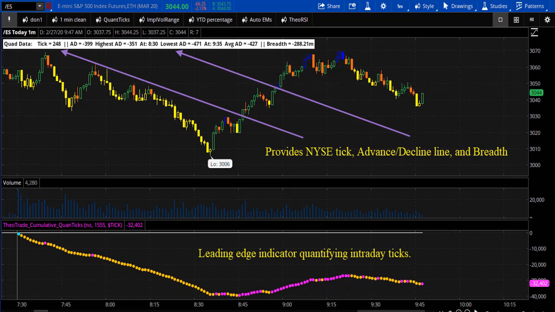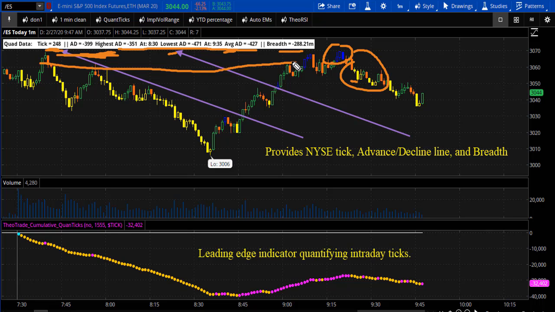By the way, this is what it looks like, if you're curious about the indicator itself. The quad indicator shows the New York Stock Exchange tick, and up here the advance-decline line, the lowest advance-decline line, the average advance-decline line, the breadth, and then of course the candle configuration. Yellow and blue candles indicate when all of these factors are higher or lower. That's the quad indicator. Down below we have what's called Quantix, and it's a running tabulation of the New York Stock Exchange tick.